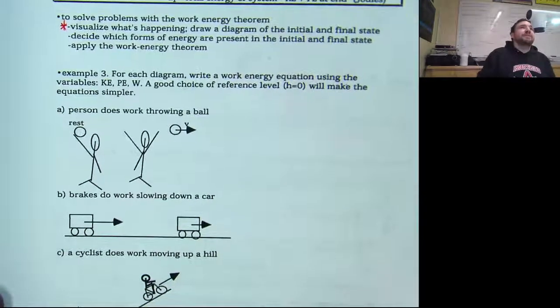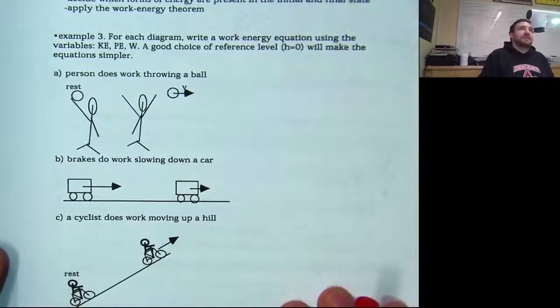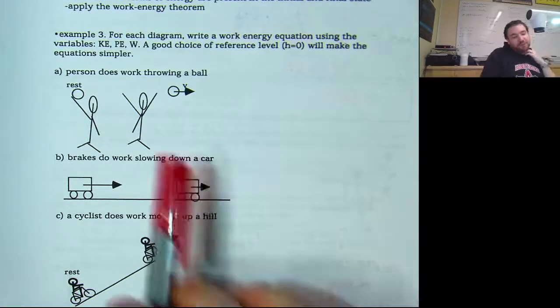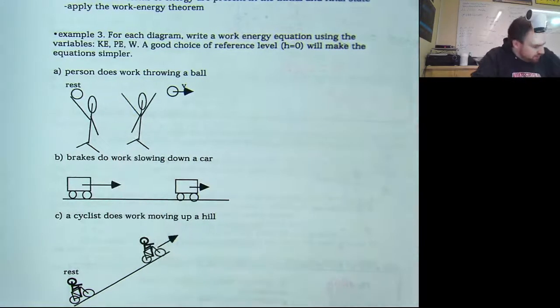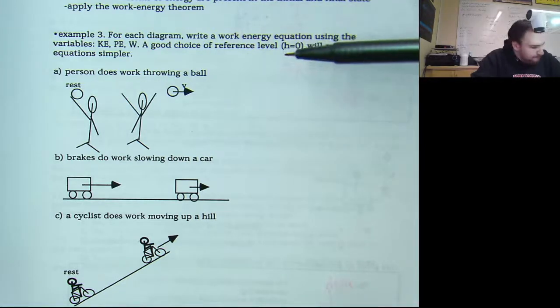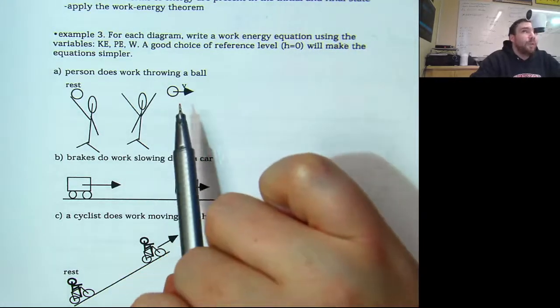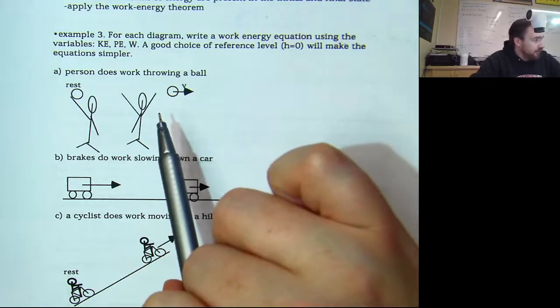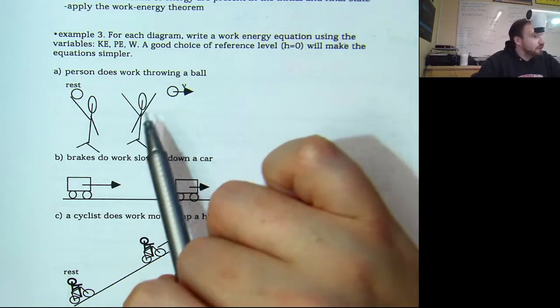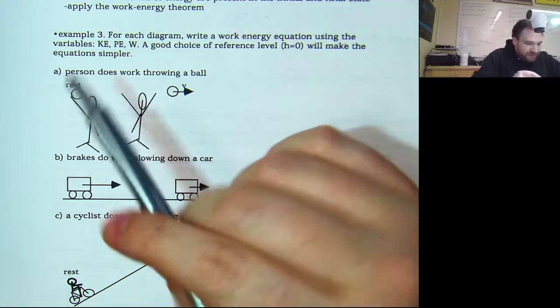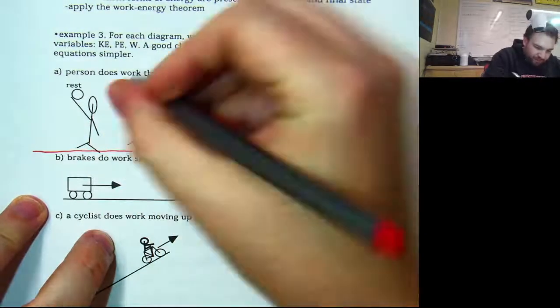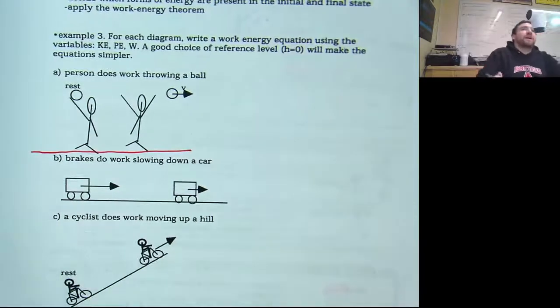So I have some situations here. All we're going to do is analyze the problem and set each one up. So if I've got a person doing work throwing a ball, we're given a picture already. If we're going to use the work energy theorem to figure out how much work the person does throwing a ball, where are we going to label our reference height? If this is the situation, we have a person standing on the ground throwing a ball, and we want to use the work energy theorem to figure out how much work is done throwing a ball. The picture is given to us.